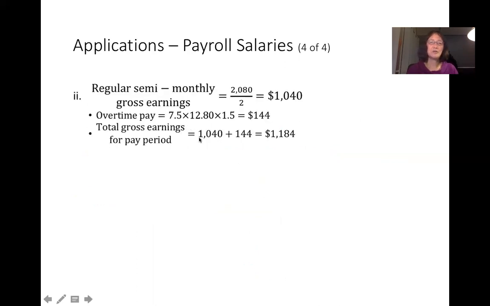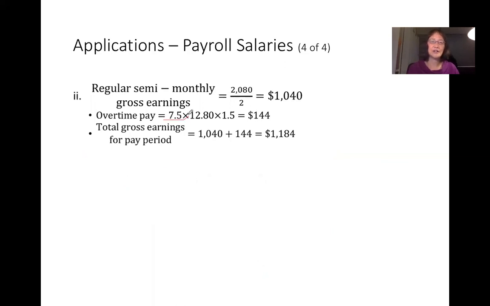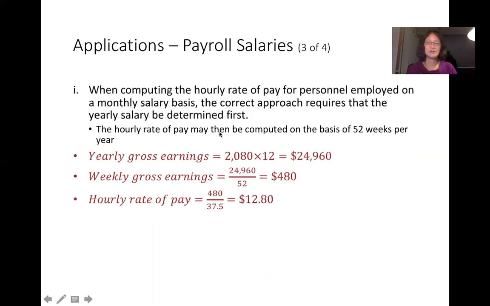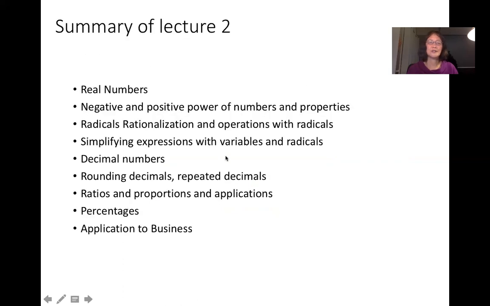Okay. And how many hours did he overwork? He overworked 7.5 hours. Okay, here is another way. So this number is 19.2. Let me double check. Okay.